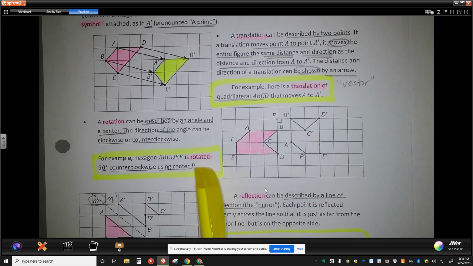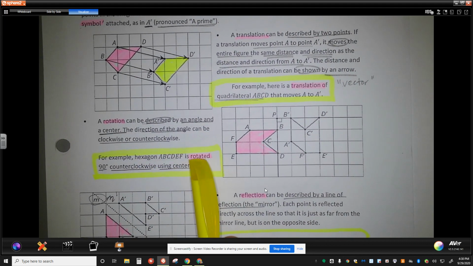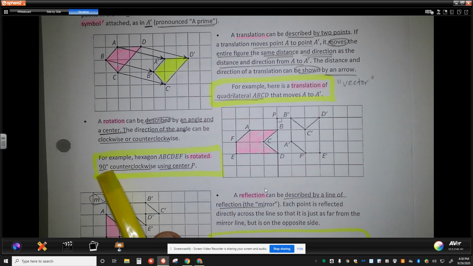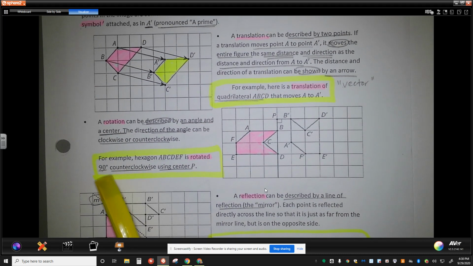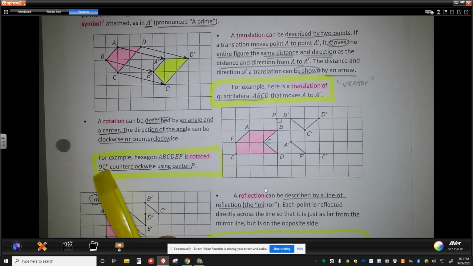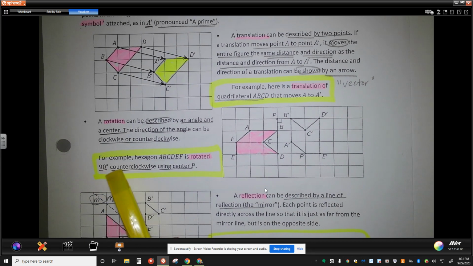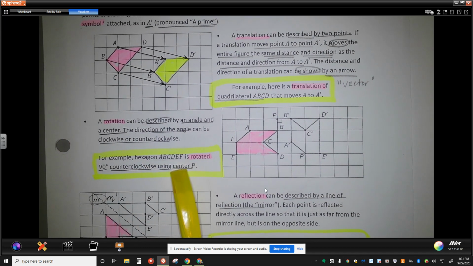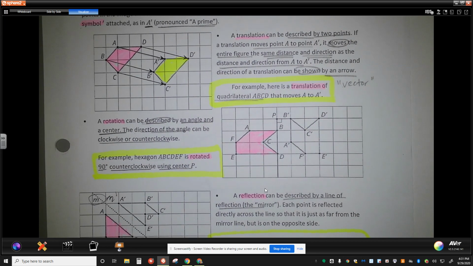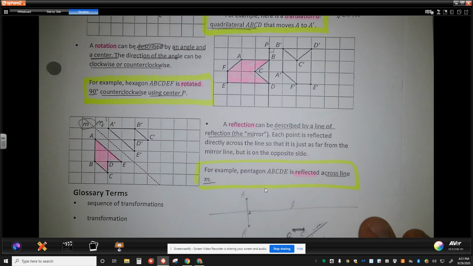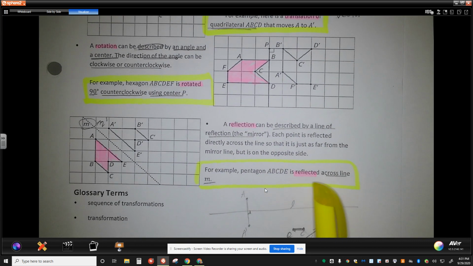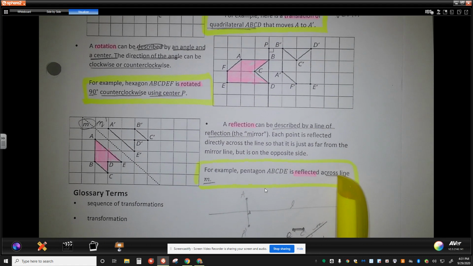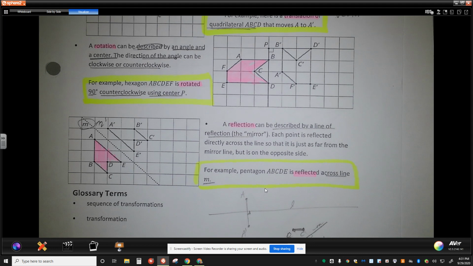When we describe a rotation, we have to, again, name the figure, tell somebody that it's being rotated, and then how it's being rotated, which is very specific. We have to have the magnitude or the measurement for how far it's going to be rotated. We have to tell the person which direction we're rotating the figure, and we have to tell which center everything is connected to and turning around. Finally, a reflection. We have to name the figure that is being reflected and across the line M. We can't just say across M or across L. We have to say across line.